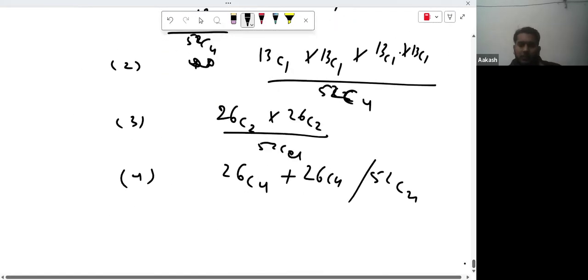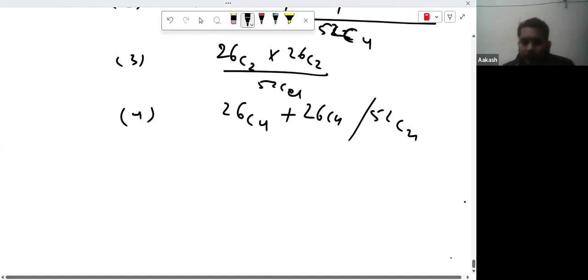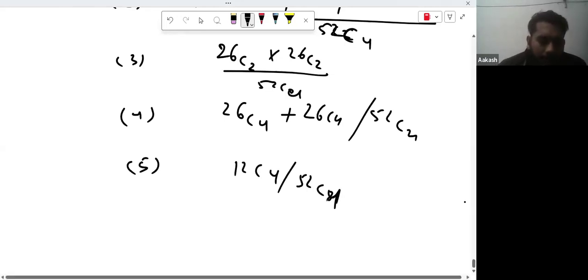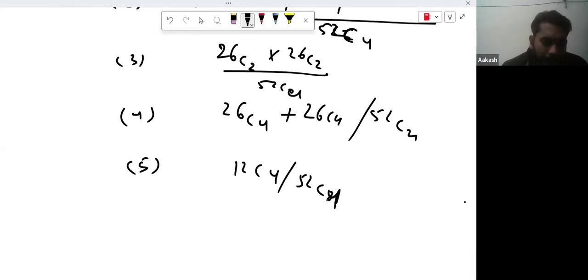All face cards. So how many face cards do we have? 12. Yes, sir. So 12C4 upon 52C4. Okay. All right. So clear about this? Yes, sir.